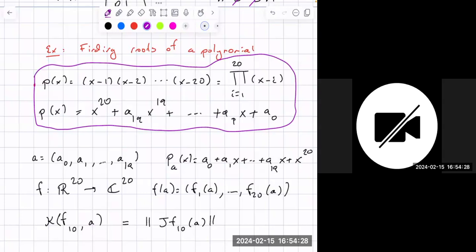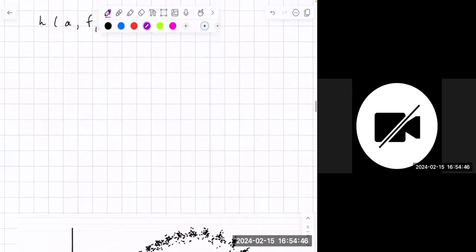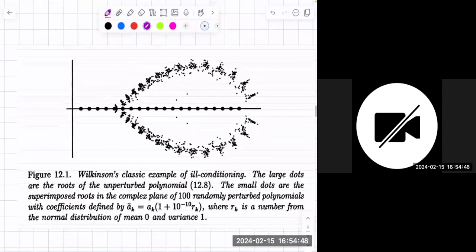I showed you a picture. I will show it again. This guy has roots 1 up to 20. And if I would expand it out, it's going to be something like this, right? X to the 20, some number, X to the 19, something like that. And when you perturb these numbers just after digit 10, this is what happens to its roots.